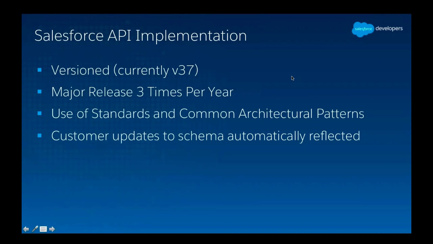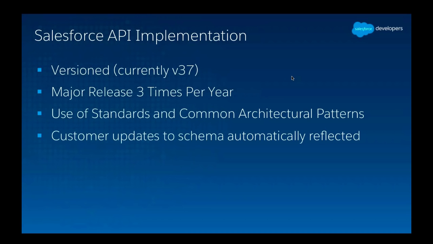Now, a few things about the Salesforce API implementation. What does it look like? The first really important thing to understand is that we use a versioned architecture. So every time you integrate with Salesforce, you're integrating a particular version of our API. It's currently version 37. In about a month or so, we're going to drop version 38, because we release new versions with every major Salesforce release, 3 times per year.